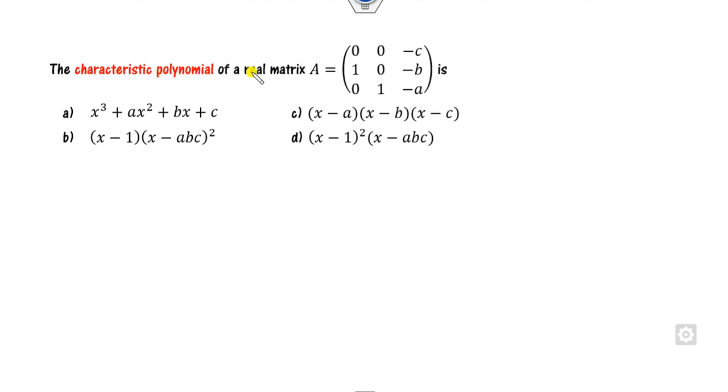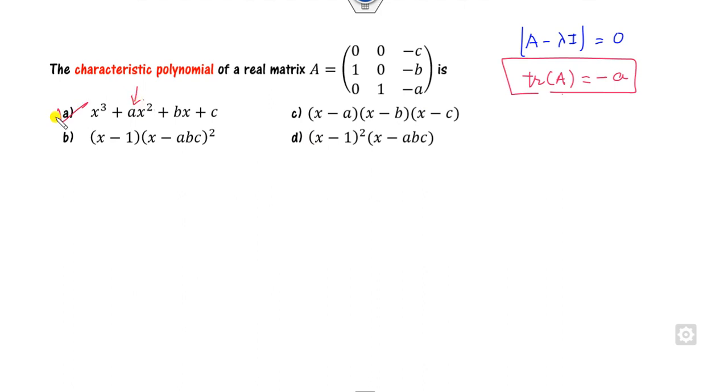The characteristic polynomial of this. One way is you can find these equations and try to solve them to get the answer. But there is no need. What is the shortcut trick? What is the trace of A? You can see the trace of A is minus a. So clearly the trace of A is minus a.